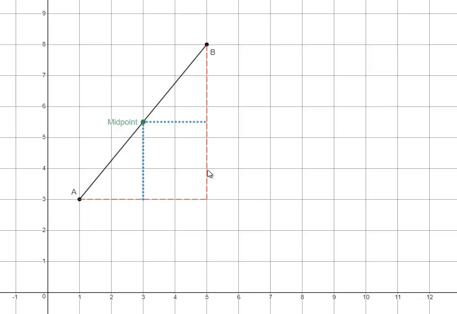Now, there's a couple ways you can do the midpoint. You could find out that there is 2, which is half of my x distance, and 2.5, which is half of my y distance, and then count up 2.5 and go over 2 to get to the midpoint. So you could do it on graph paper. The other way that you'll see is that this midpoint, which is going to be at (3, 5.5), could also be found by averaging the x coordinates of A and B, as well as averaging the y coordinates of A and B. Let me show you what I mean by that.